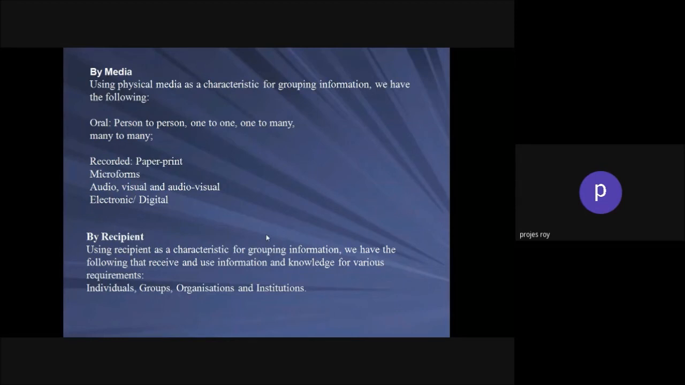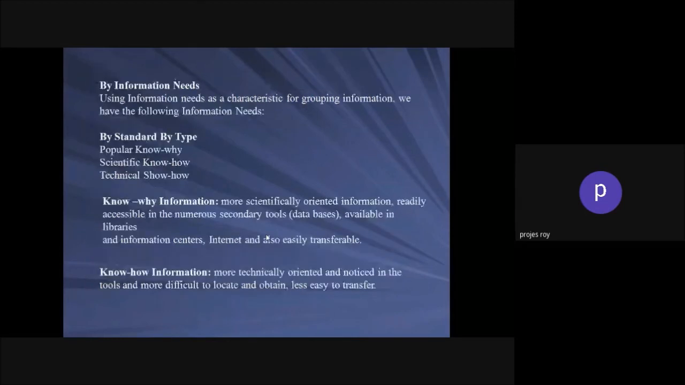Now, information need. Using information needs as a characteristic for grouping information, we have the following. Look at the concept: by standard, by type. Popular, it's a very popular concept: know why, why it has happened. Technically, if it is scientific, know how it has happened. And when it is technical, then it is show how it is done. That is the important aspect, by standard, by type.